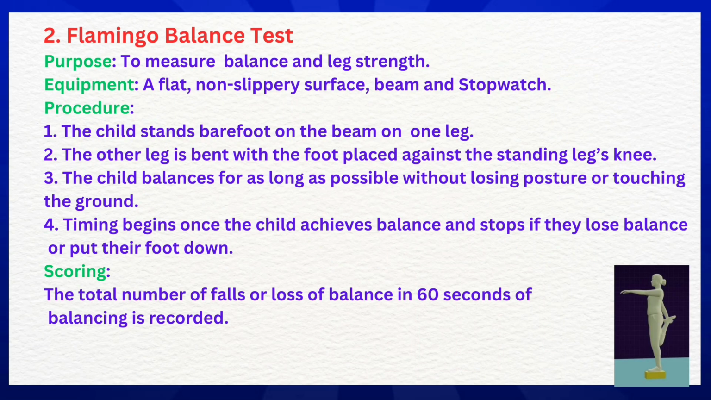2. Flamingo balance test. Purpose: to measure balance and leg strength. Equipment: a flat, non-slippery surface, beam and stopwatch. Procedure: 1. The child stands barefoot on the beam on one leg. 2. The other leg is bent with the foot placed against the standing leg's knee. 3. The child balances for as long as possible without losing posture or touching the ground. 4. Timing begins once the child achieves balance and stops if they lose balance or put their foot down. Scoring: the total number of falls or loss of balance in 60 seconds of balancing is recorded.